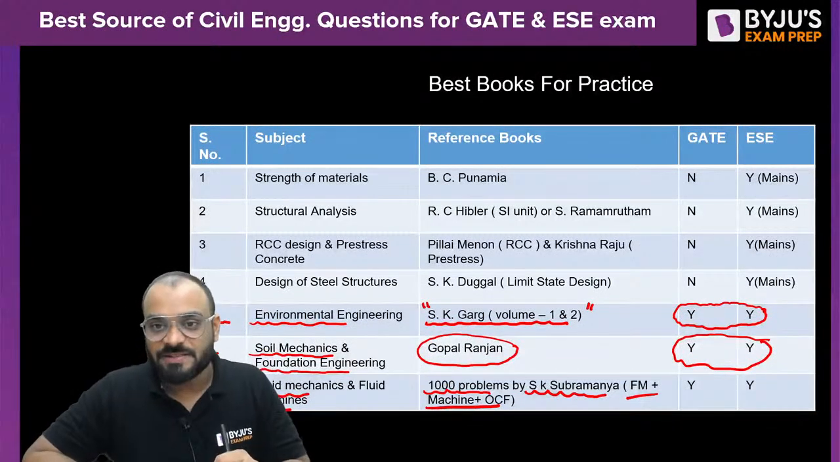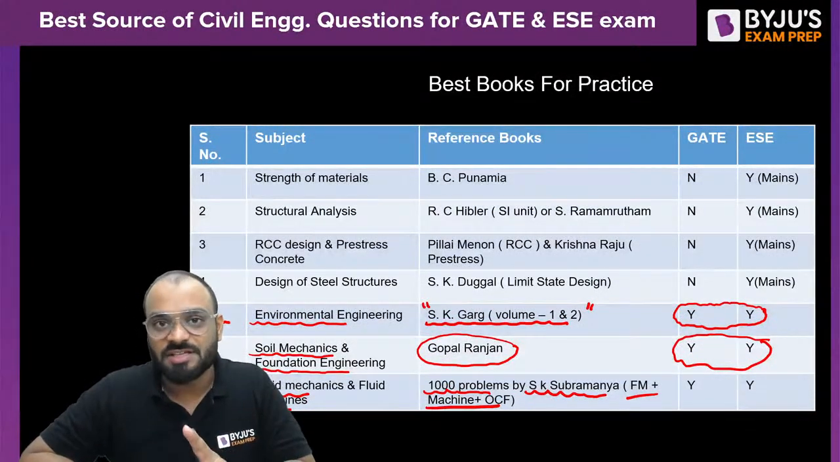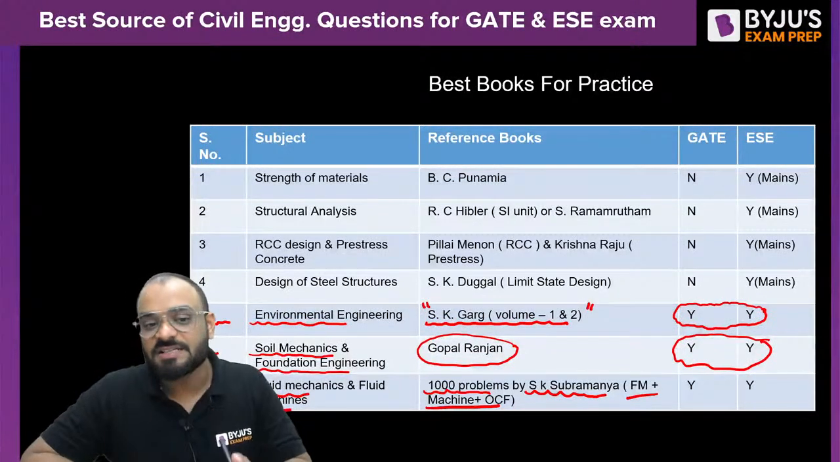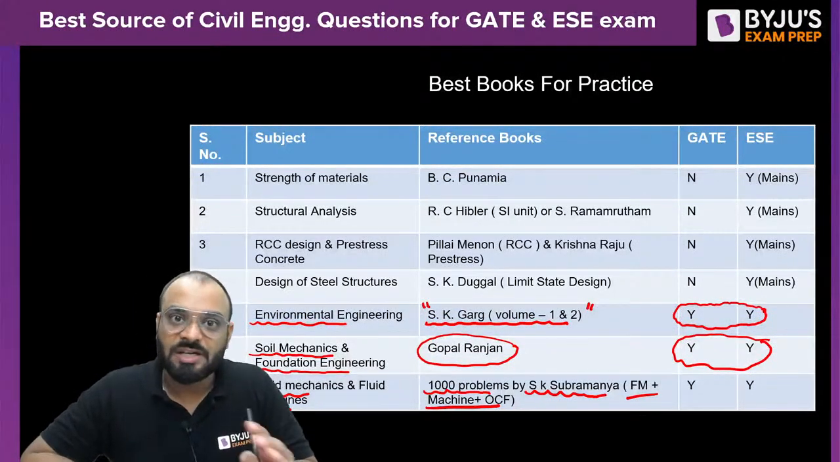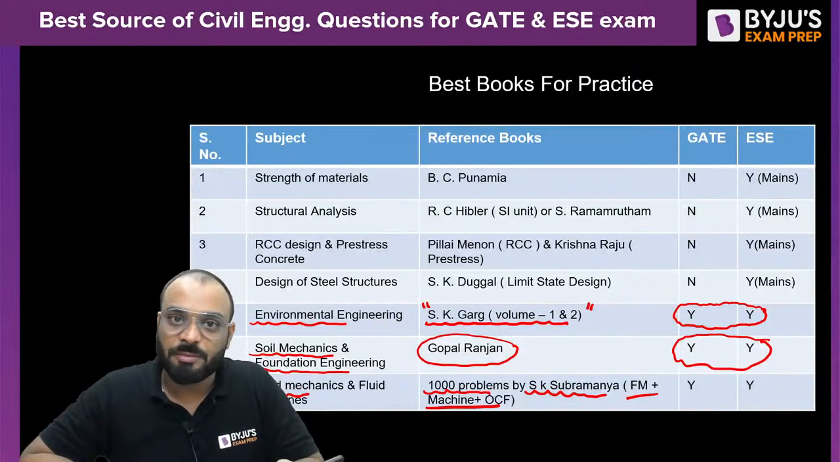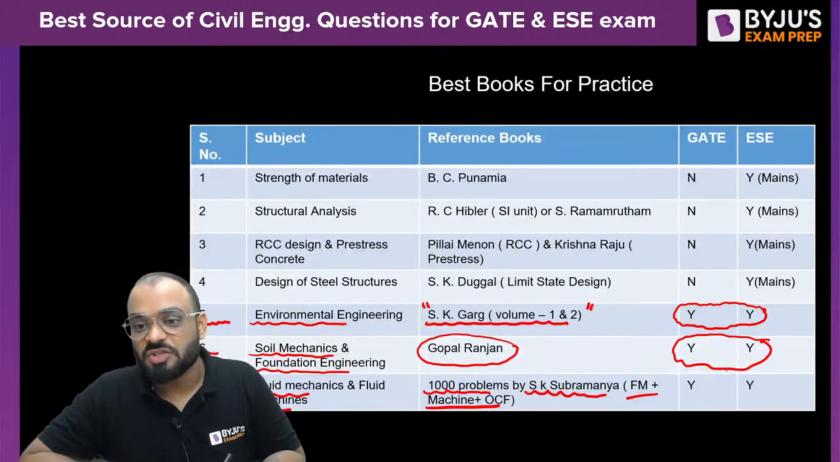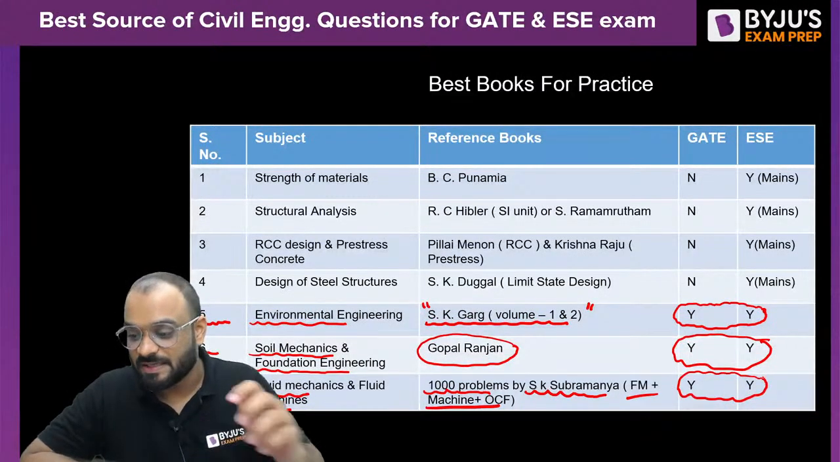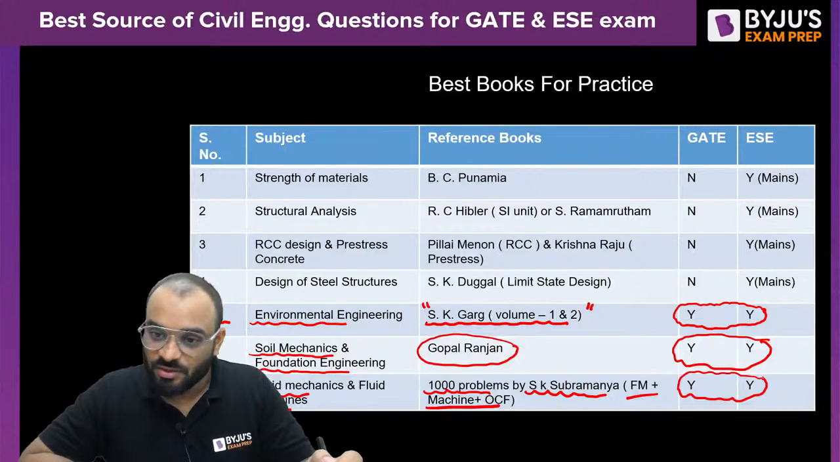Now again guys, if we talk about the GATE examination and the ESE examination, yes, it is required, because you may get a lot of variation in questions in the GATE examination also from the FM part, right? So that's why guys, you need to refer to this particular book for practice for the GATE as well as the ESE examination. Okay.